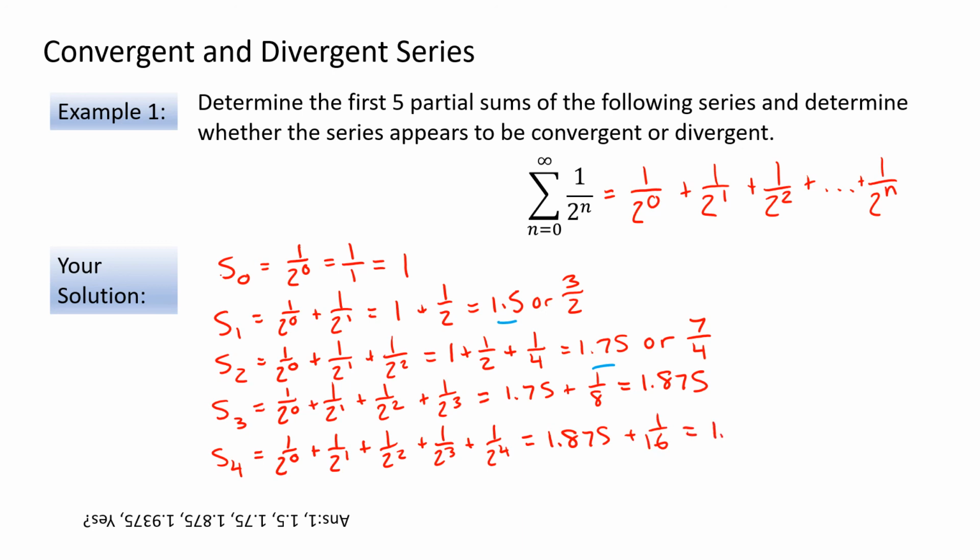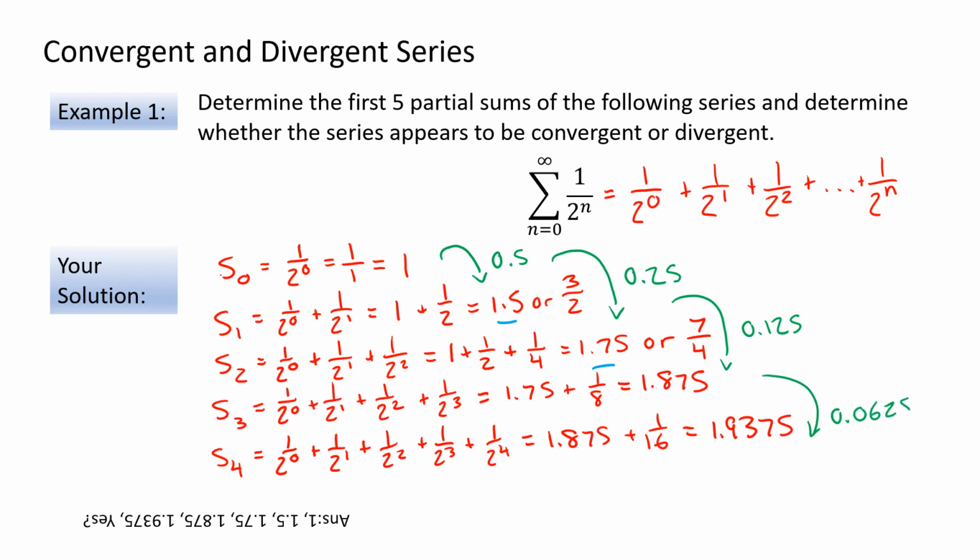In this case, that equals 1.9375. So you can see that it's still growing, all right, but it's getting smaller. So from here to here, I'll do a different color. From the first sum to the second sum, it increased by 0.5, and it increased by 0.25 to the next sum, and then 0.125 for the next sum, and then for the last one, 0.0625. Okay, so you can see it's decreasing, but it hasn't quite gotten to a point where it's stabilized.